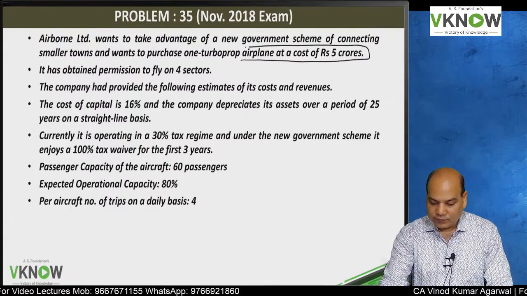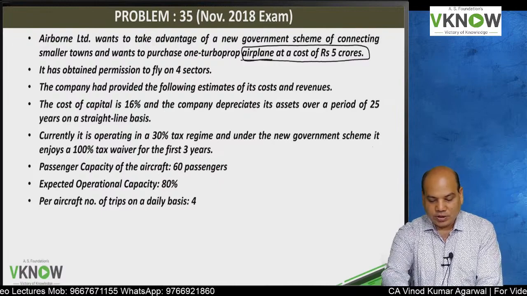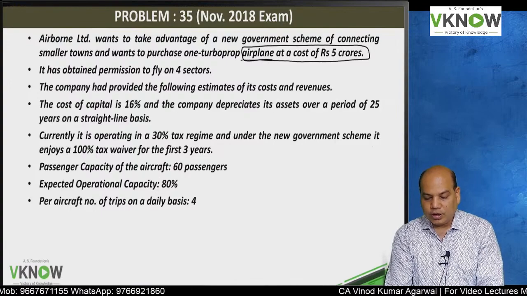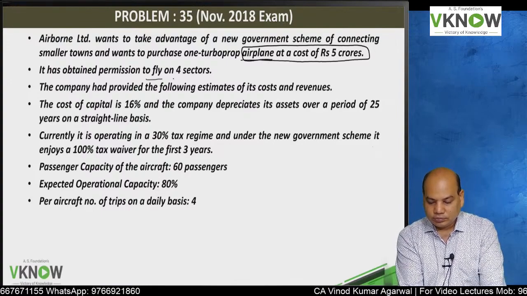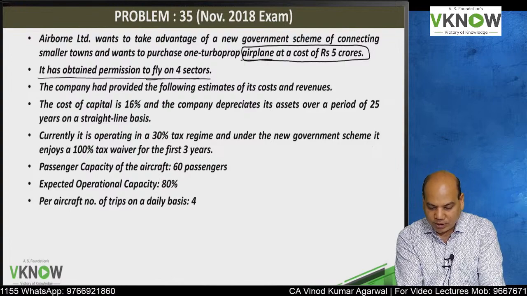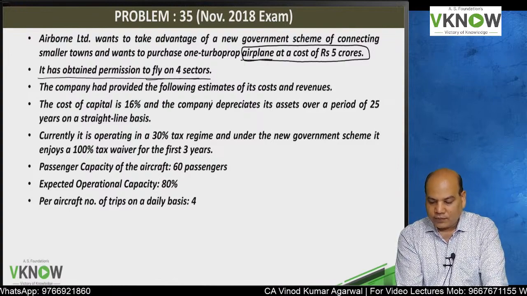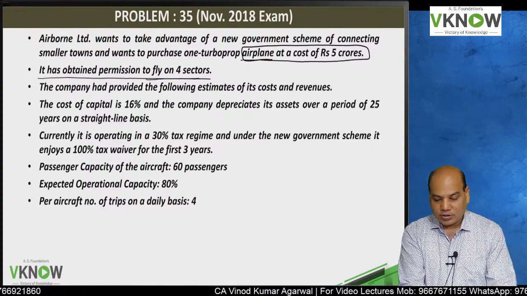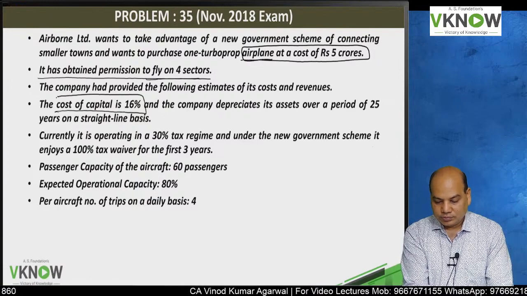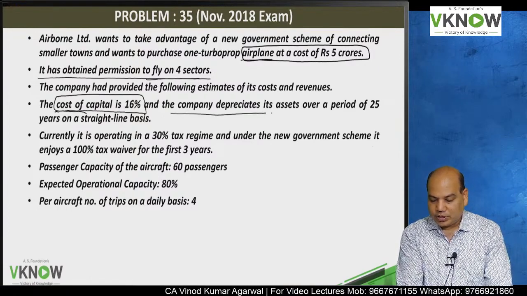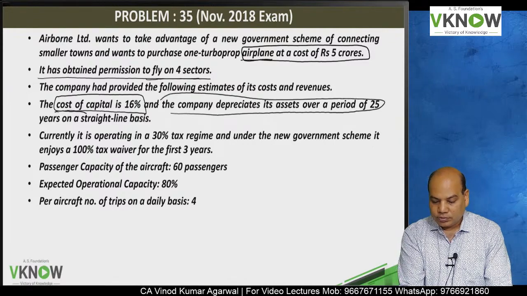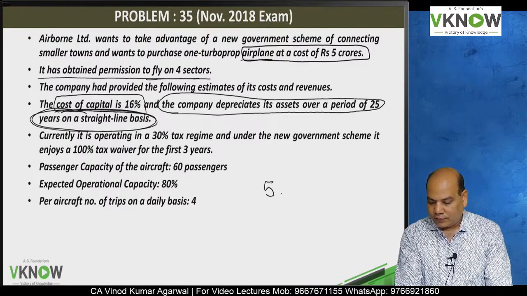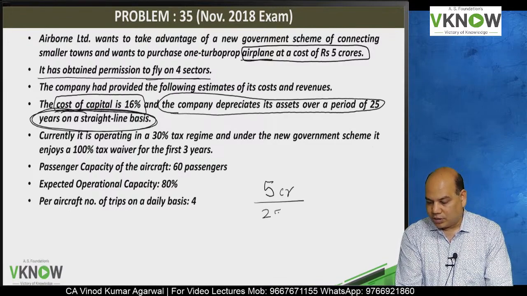Initial investment is 5 crore. It has obtained permission to fly on 4 sectors. This will not impact my answer. The company had provided the following estimate of cost and revenue. The cost of capital is 16%. And the company depreciates its asset over a period of 25 years on straight line basis. 5 crore divided by 25 years.